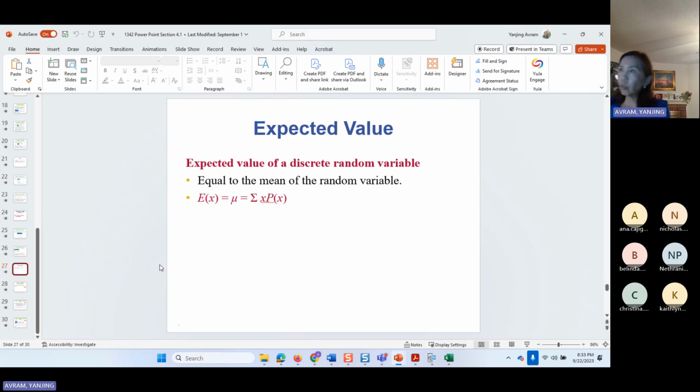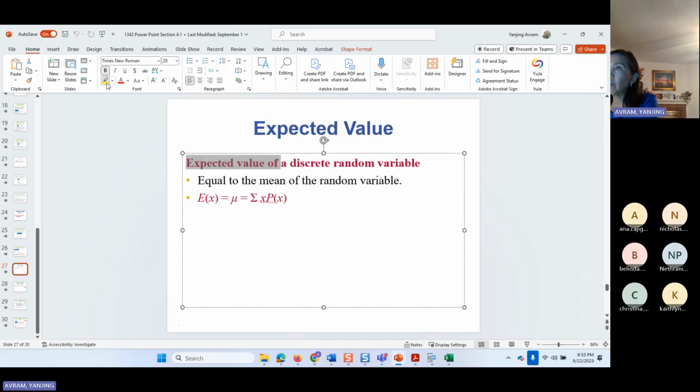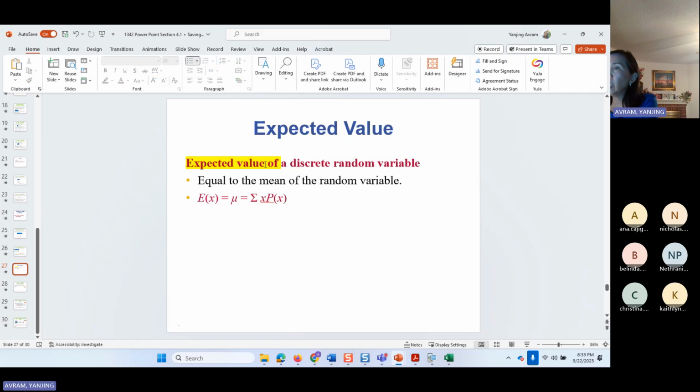Okay, so this discrete probability is also used in one of the applications called expected value. So what is the expected value? Actually, expected value is just the mean. It's just the mean for the random variable. So E of x is still equal to mu, right? And what is mu? Mu, we just said earlier, you have x times P of x and then add them together.